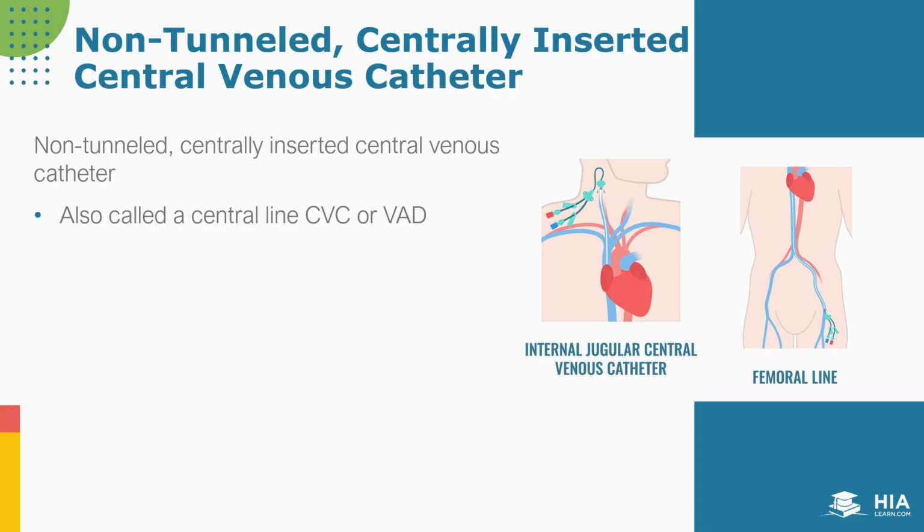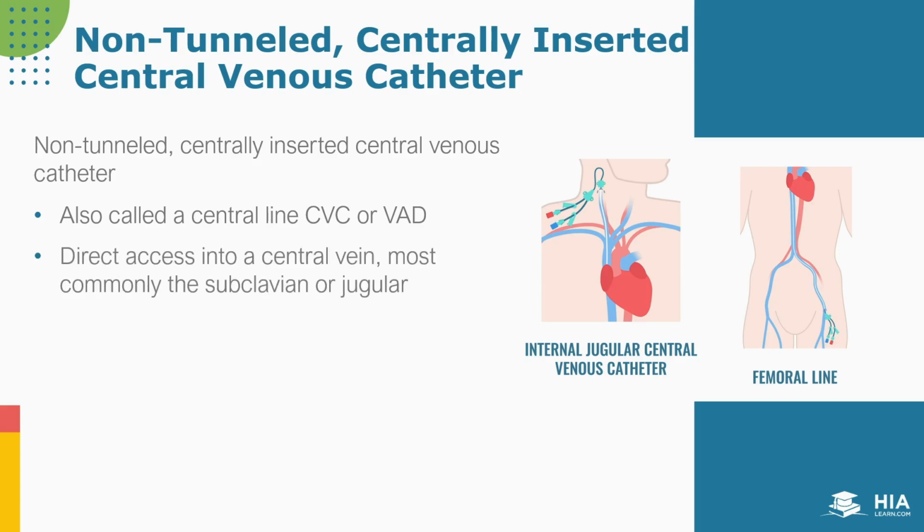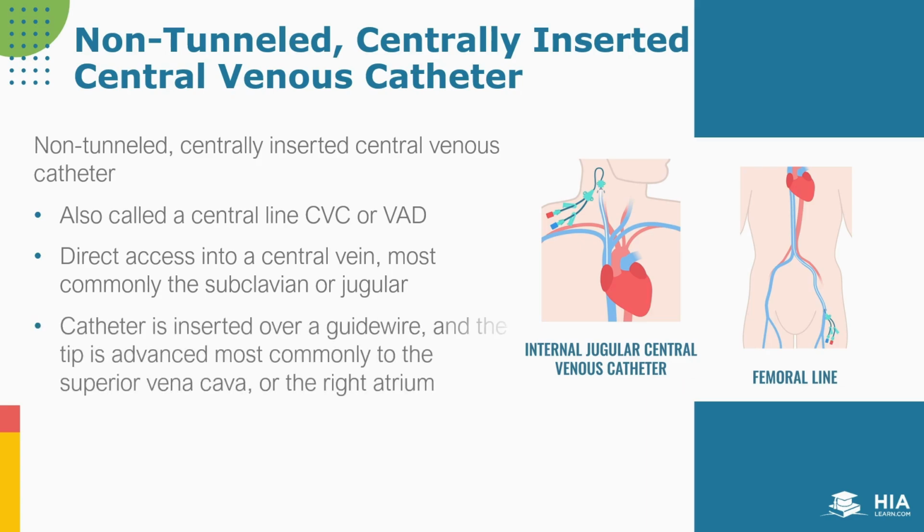Because this is a non-tunneled device, insertion involves accessing a central vein directly through the skin over the access site. The catheter is then inserted over a guide wire, and the tip of the catheter is advanced to a central vein, most commonly the superior vena cava, or the right atrium. Central venous catheters also have one or more external ports.